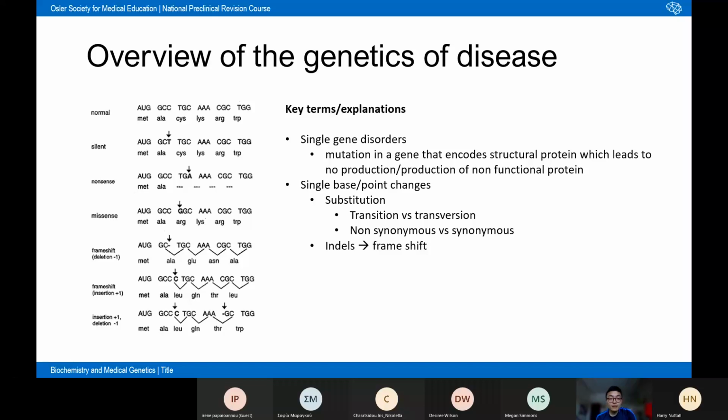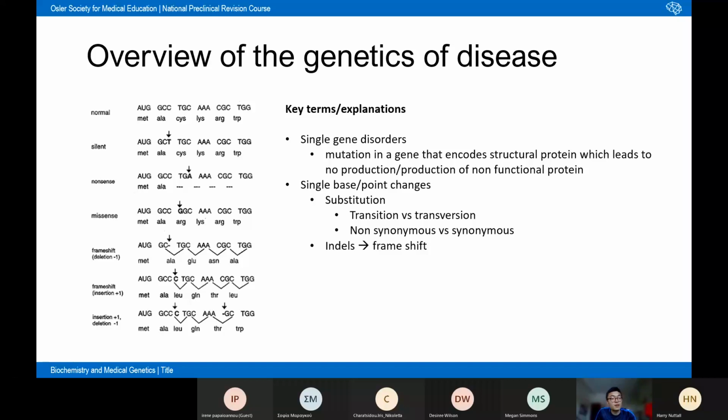And finally, with frameshift mutations, with indel events, this is when we either insert or delete a base. It can be a base, it can be more than a base, but in the context of point mutations, if we insert or delete a single base, this completely changes the reading frame. So what we mean by that is if we look at this diagram on the left, we can see that once we've inserted or deleted a base, it completely changes the amino acid code that is produced.